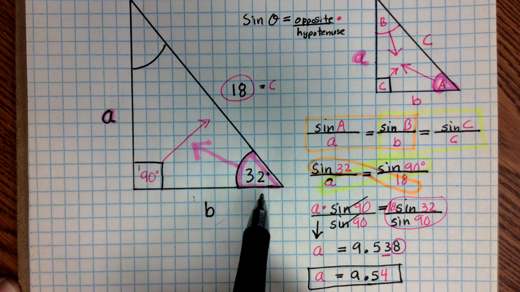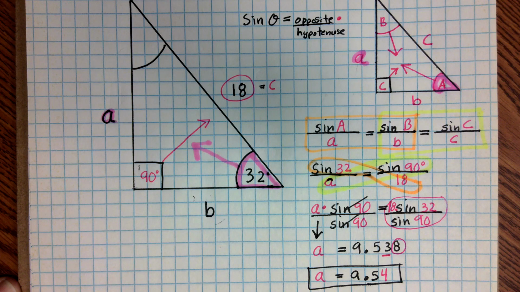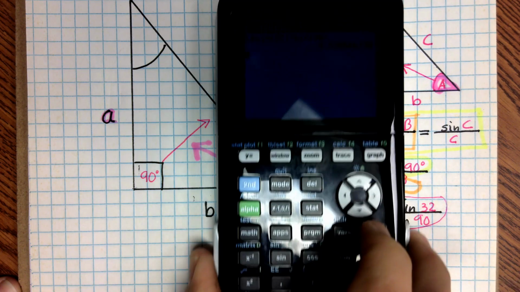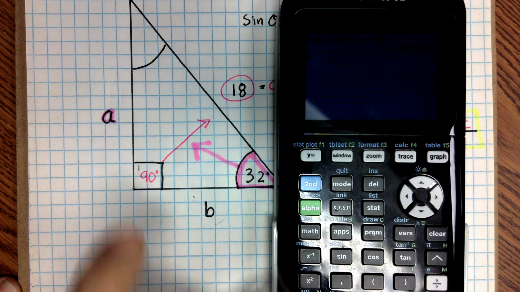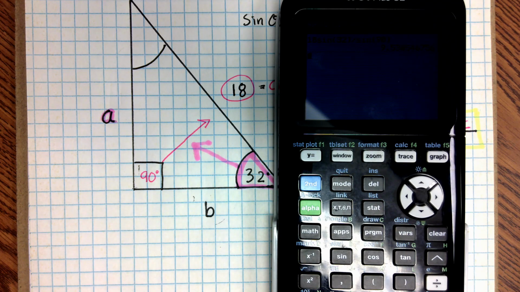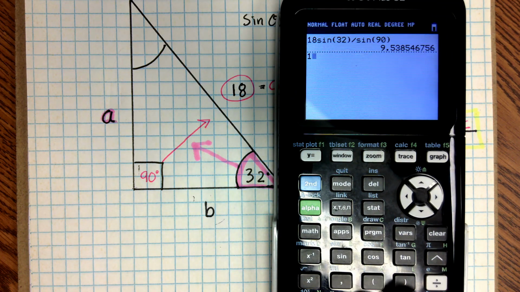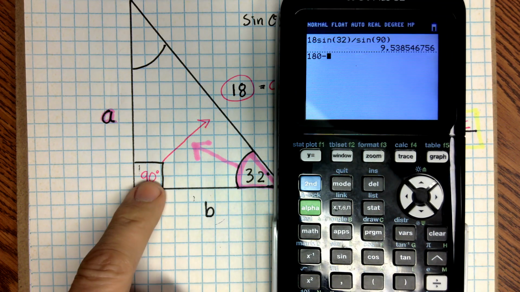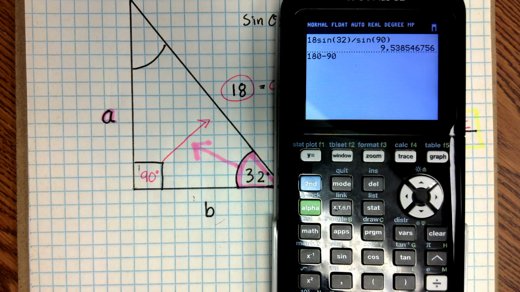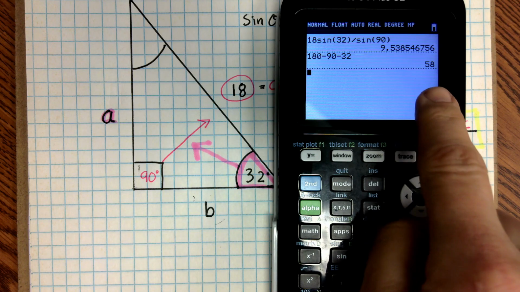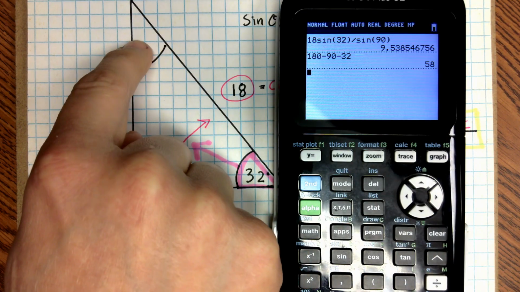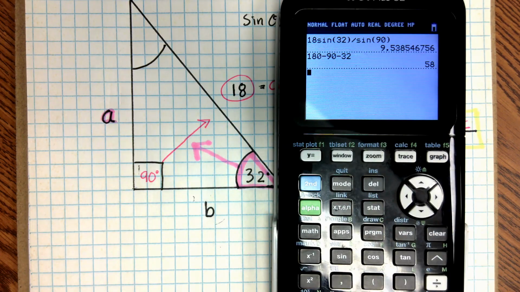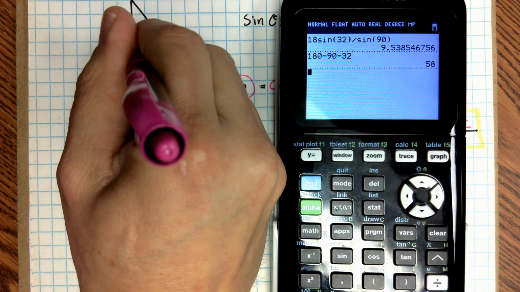I need to subtract 32 and 90 from 180, because remember there are 180 degrees in every triangle. So to figure out this missing angle, I'll take 180 and subtract this 90 degree angle from it, and then subtract this 32 degree angle from it, and what's left over is the angle above for b. So b is going to be 58 degrees. I'm going to write that in.